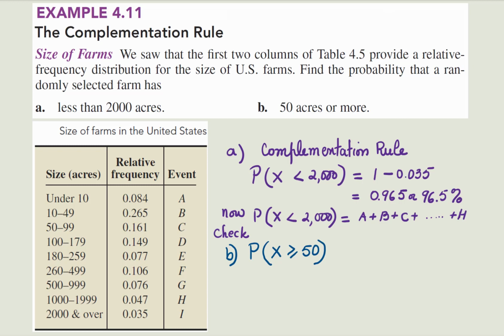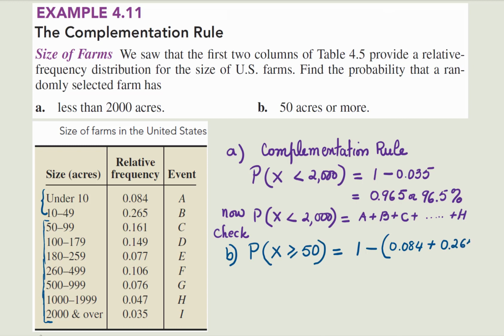B, P of X 50 acres or more means X greater than or equal to 50. For 50 acres or more, starting from 50, we'll go all the way up to 2000, this part of the graph. Now, if we want to calculate this directly, we have to add all these events. Indirectly, we just need to subtract from 1 the values that are strictly under 50 acres.